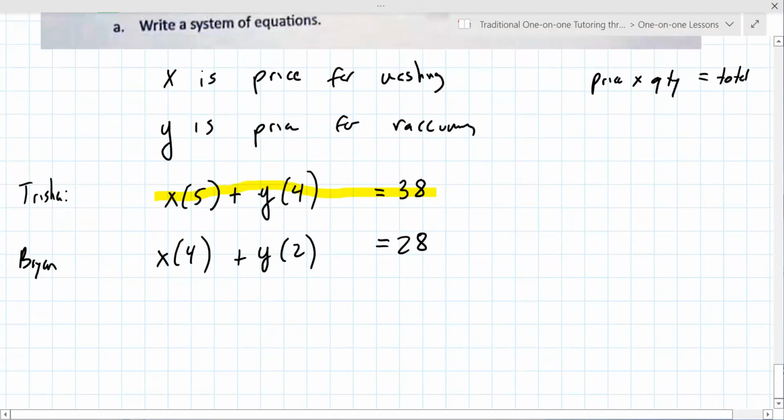Okay, so this is pretty close to being correct. Your teacher probably wants to see the number before the variable.